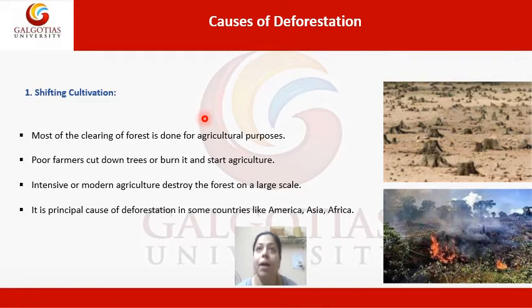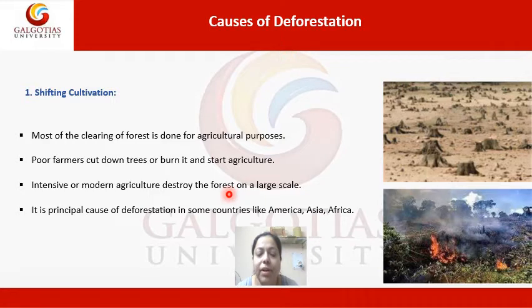They have been doing farming in one particular area, and now after slash and burn, they have shifted the place where they want to do the cultivation. So that is primarily the meaning of shifting cultivation. This is done majorly for agricultural purposes by the farmers for growing crops. So poor farmers cut down the trees or chop off the plants and set them on fire so that they can start the agriculture elsewhere.